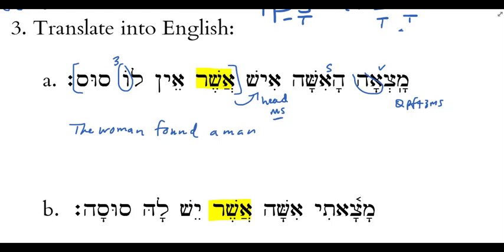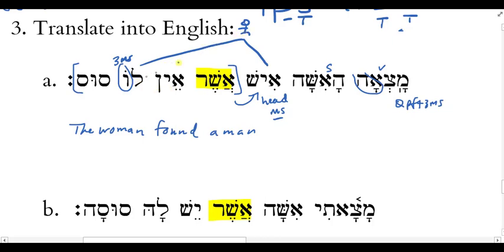Yeah, it's referring to the man. Okay, so it's "3ms," and it's referring to the same dude that the word "ish" refers to, right? So that's a resumptive pronoun. They are what we call co-referential. They refer to the same thing. The "ish" refers to this guy up here. The "lo" refers to the same guy up here.